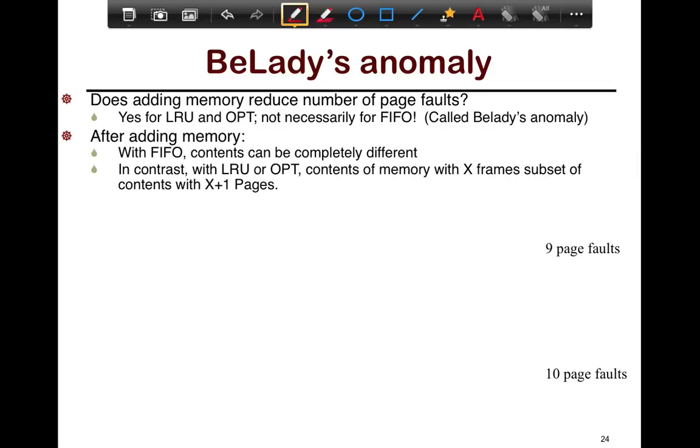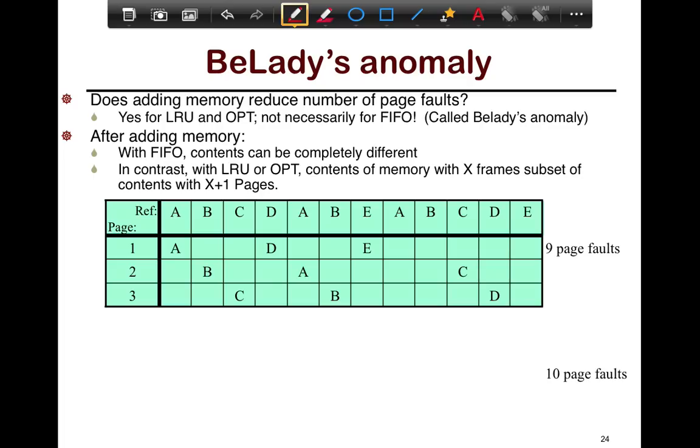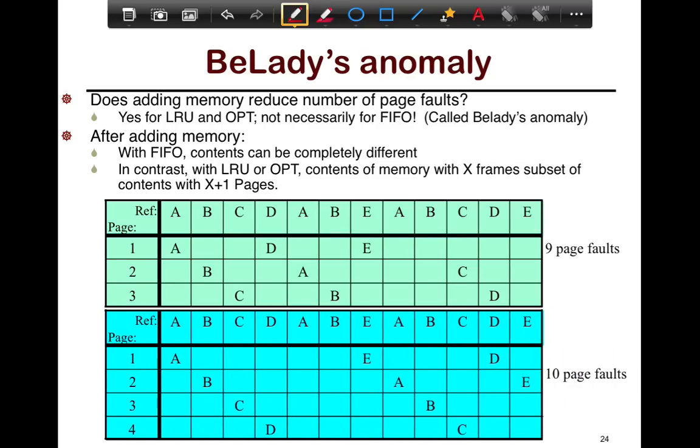I'm going to show you one particular reference stream. Let's take a look at this. In this case, I'm going to access ABCD, ABE, ABCD, and E again. Okay. So let's look at FIFO. When you go in FIFO from 3 page frames to 4 page frames, so you have more physical memory now, technically you would expect fewer page faults.